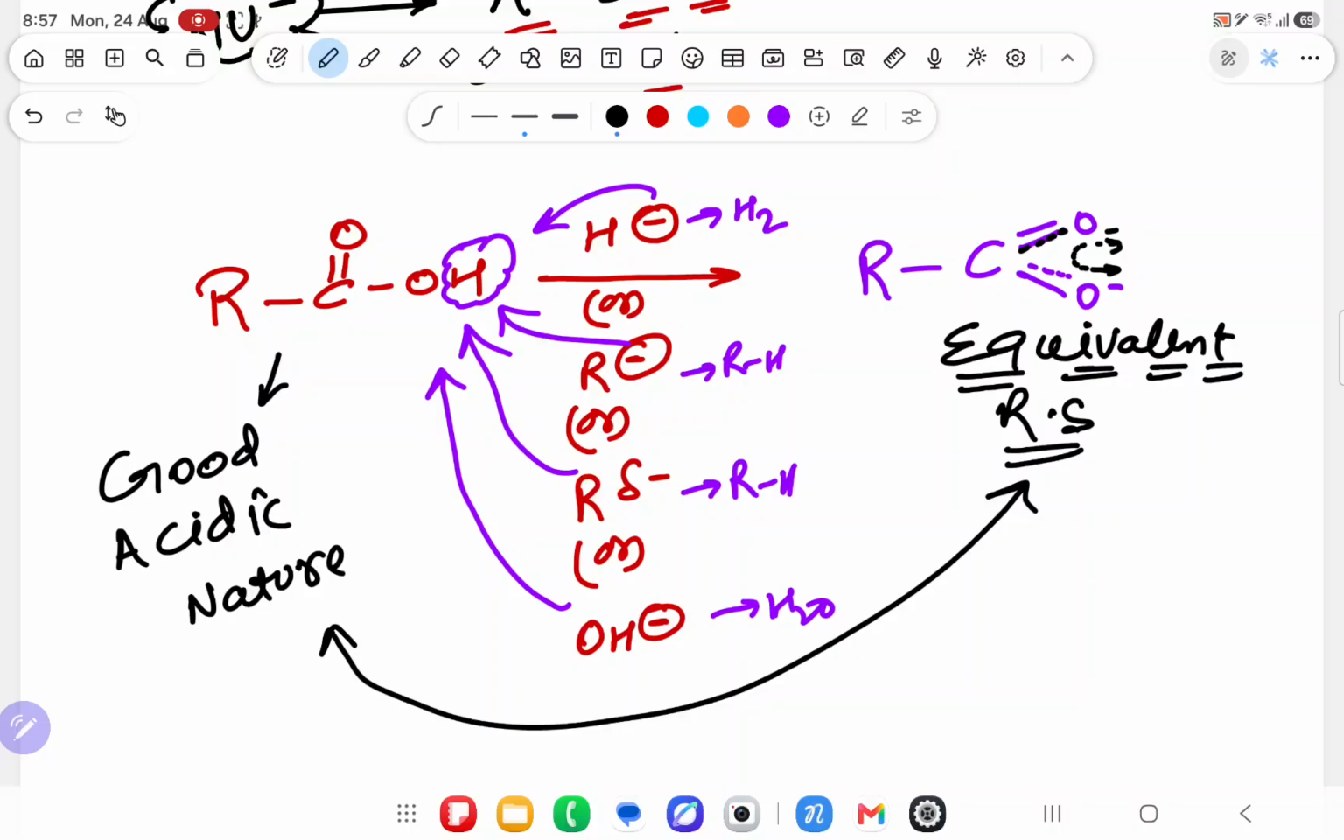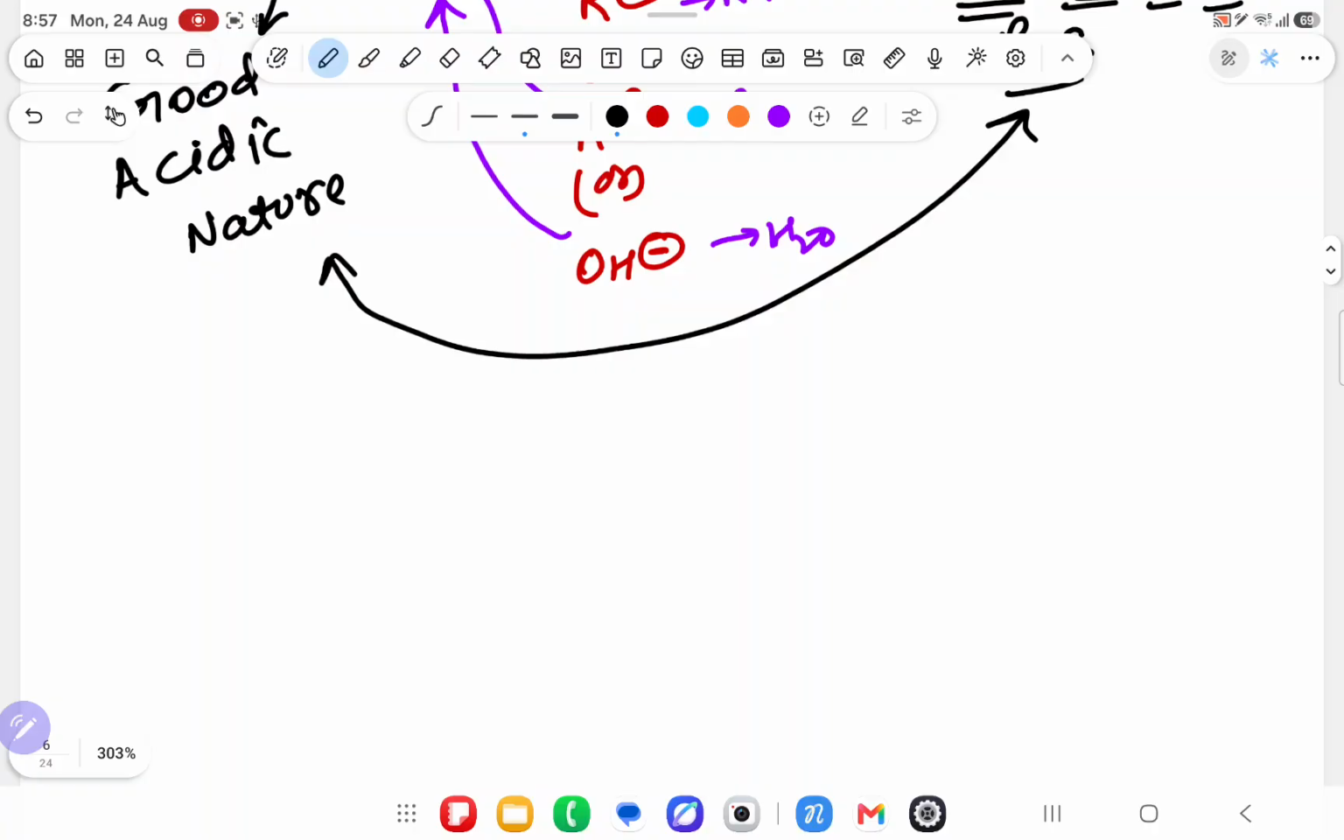So over here, if there is a possibility, it will first try to do acid base reaction. If no possibility, then it will not try to do acid base reaction. Okay sir. So carboxylic acid does acid base reaction.